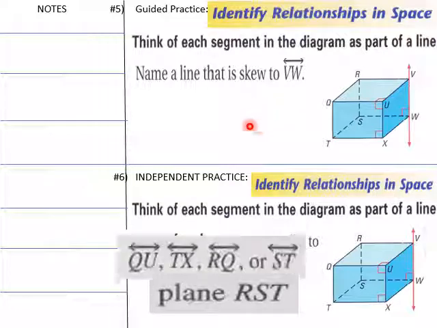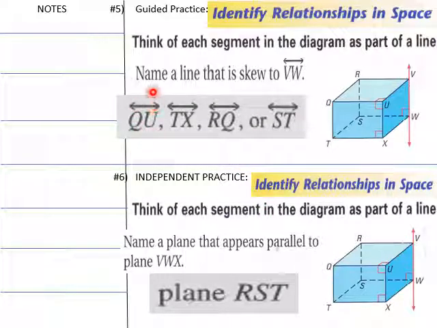And then up here, name a line that is skew to VW, so these lines would be skew to VW. QU would be skew. TX is skew. RQ, which is over here, is skew. Then ST would be skew to this line here.